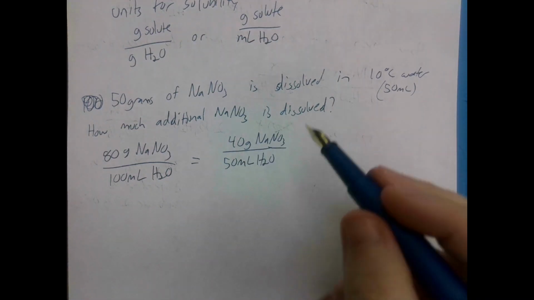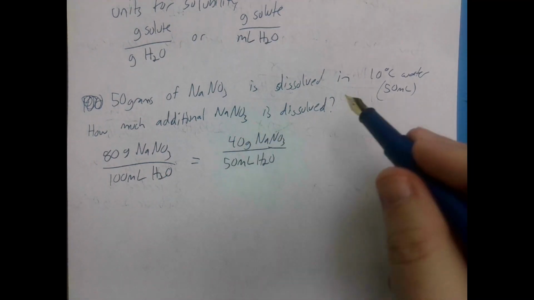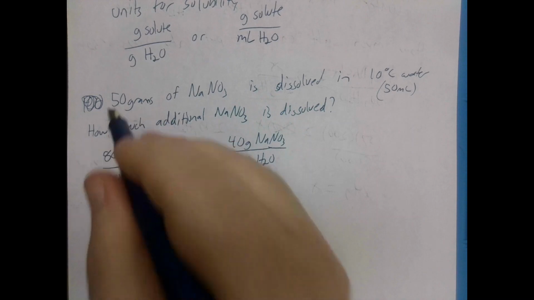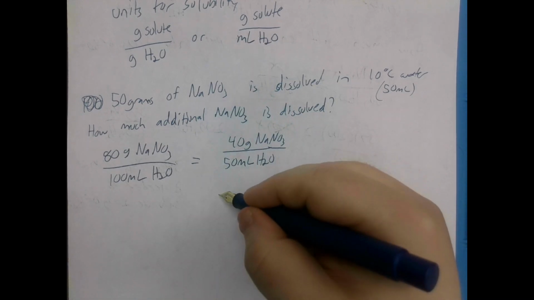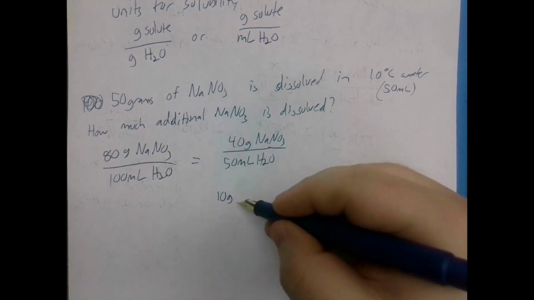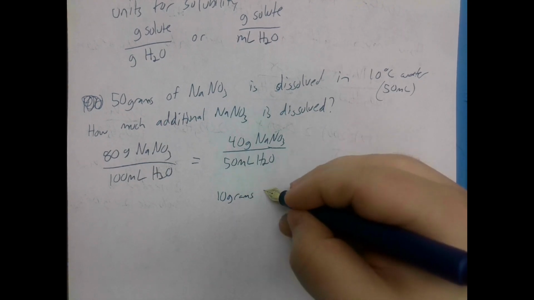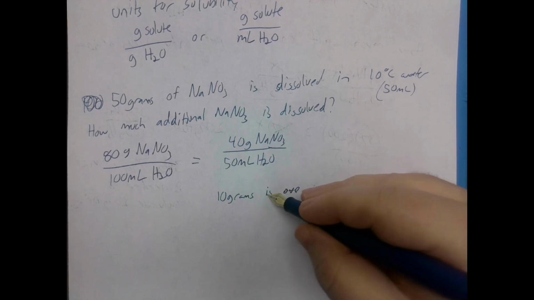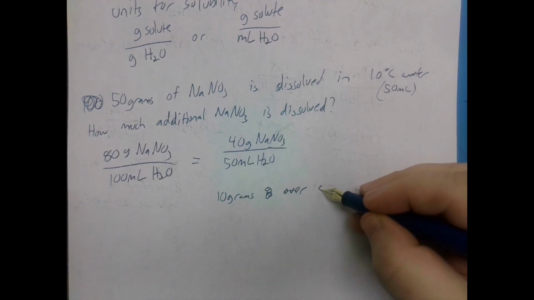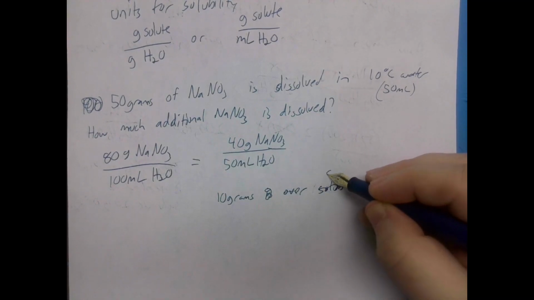So how much additional NaNO3 is dissolved? We put 50 grams into it and forced it to be dissolved. So how much is over the solubility? 10 grams over it. So 10 grams over solubility or saturation.